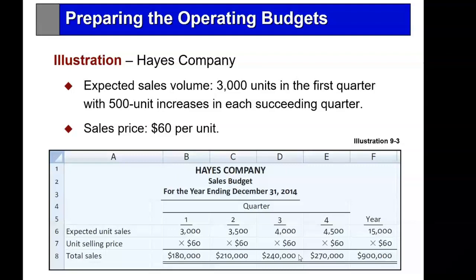There's your 4 quarters, and there's your total for the year. Budgeted expected unit sales increase by 500. And by the end of the year, I have 15,000 I should have sold. The selling price does not change during the year. It's $60 for the whole year. So there's my estimated sales for the whole year for Hayes Company for the year ending 2014. So the sales budget is rather straightforward.